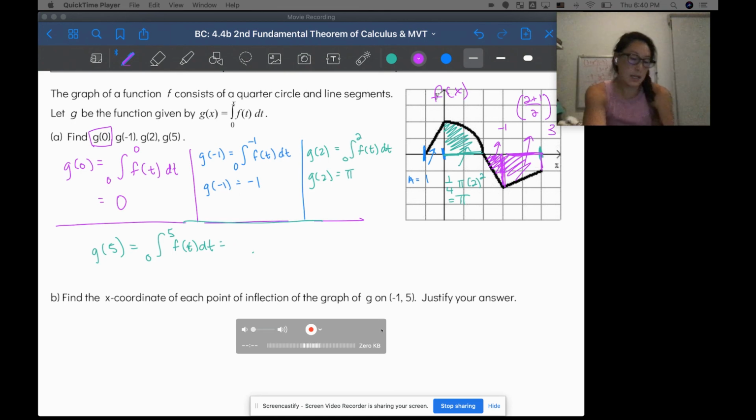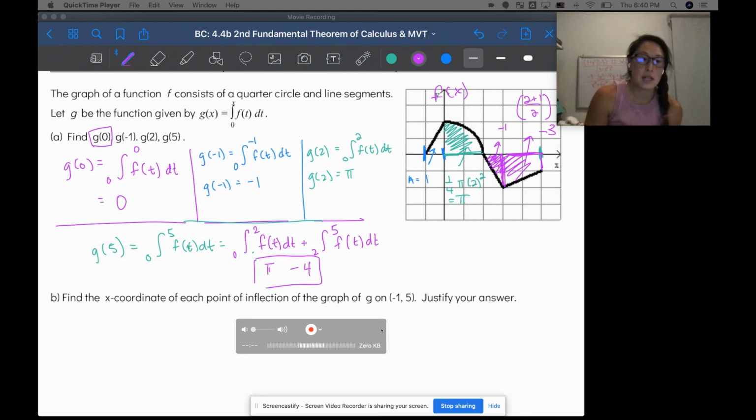So I just need to add the integral from 0 to 2 of f of t dt plus the integral from 2 to 5 of f of t dt. Okay, so I have pi minus 1 minus 3 gives us 4. So pi minus 4 is the area.